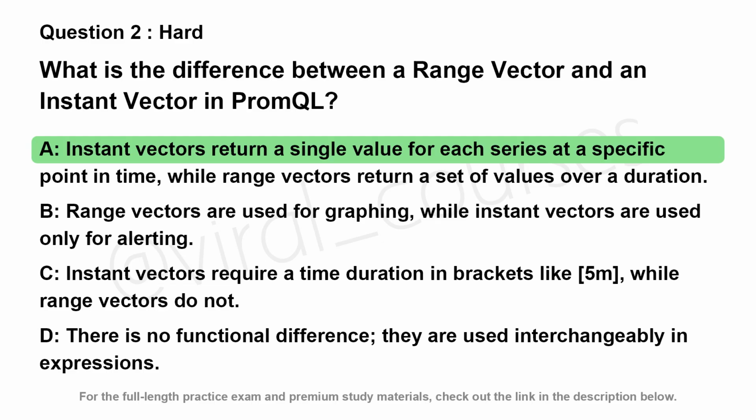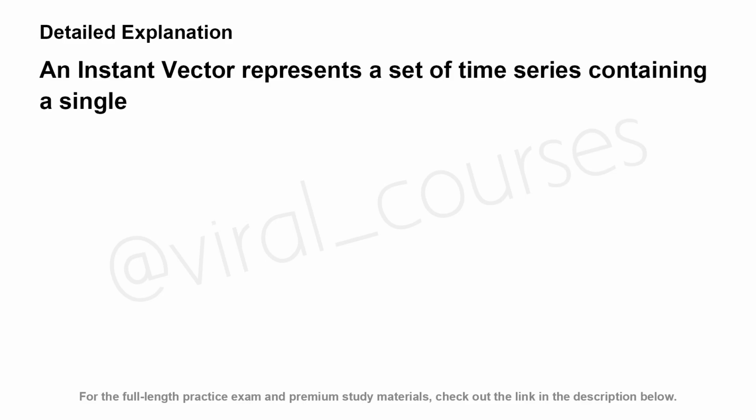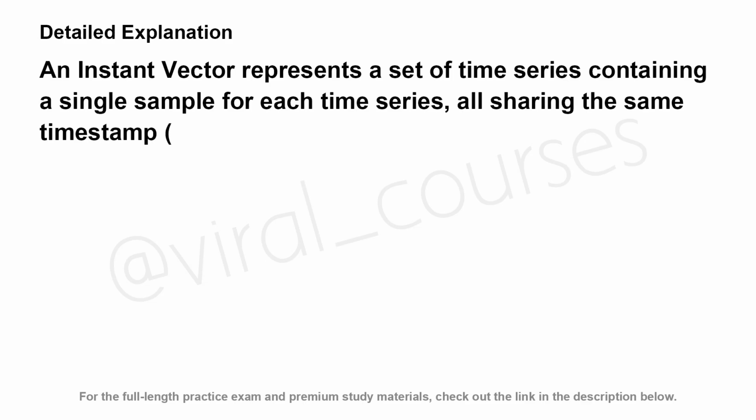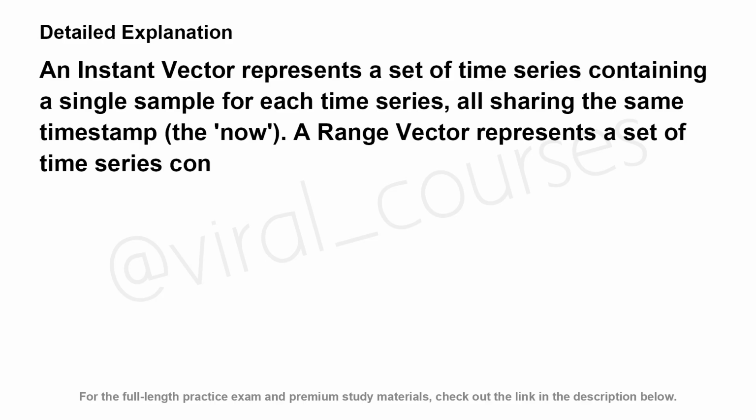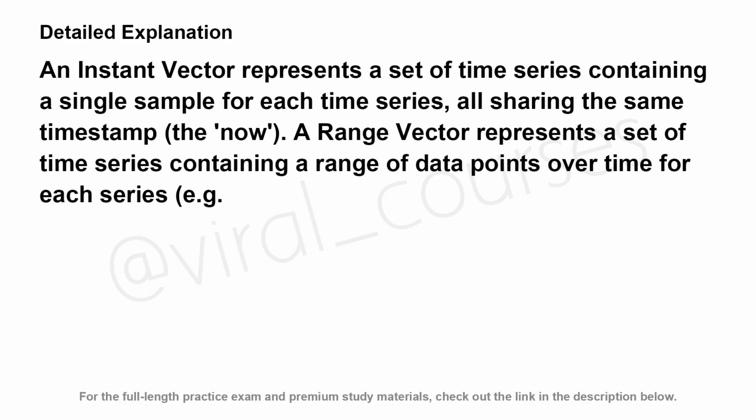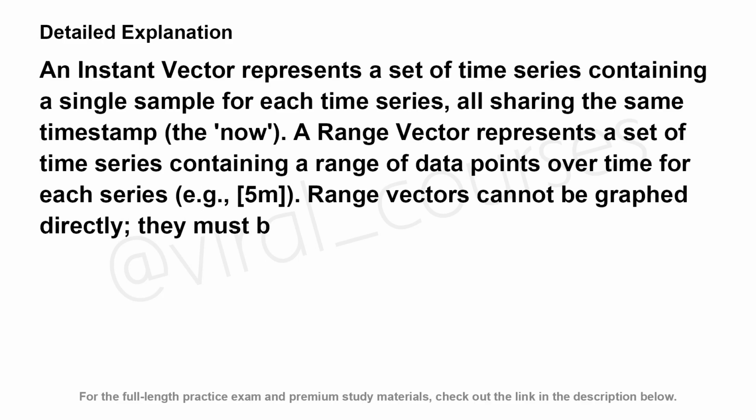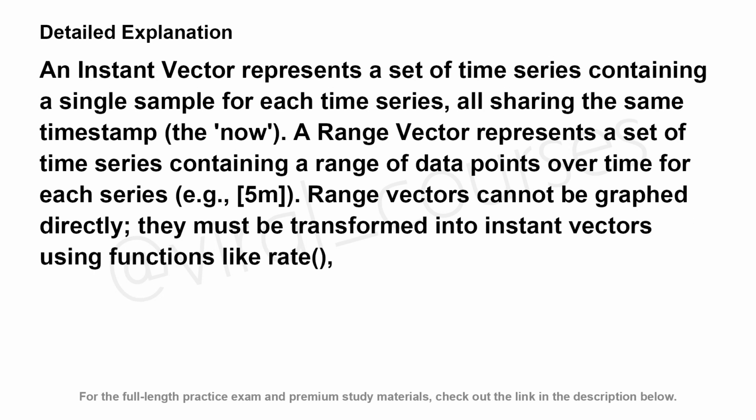The correct answer is A. An instant vector represents a set of time series containing a single sample for each time series, all sharing the same timestamp. A range vector represents a set of time series containing a range of data points over time for each series, e.g., 5m. Range vectors cannot be graphed directly. They must be transformed into instant vectors using functions like rate, irate, or increase.